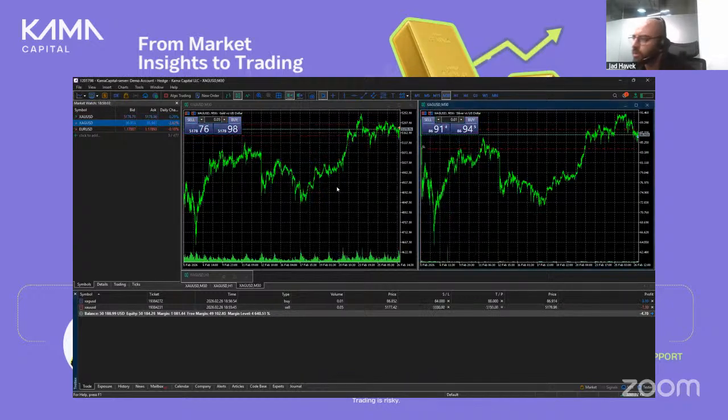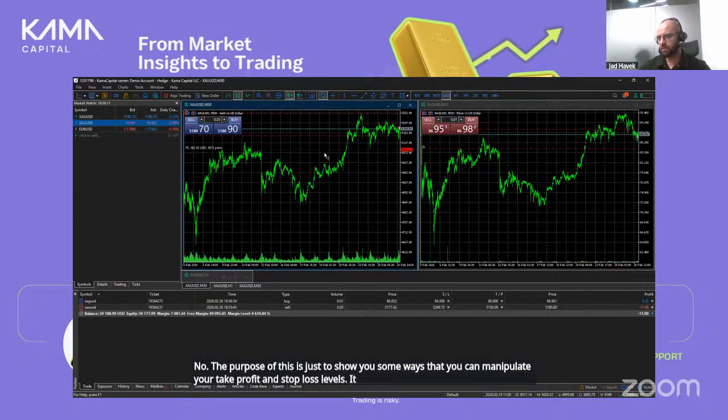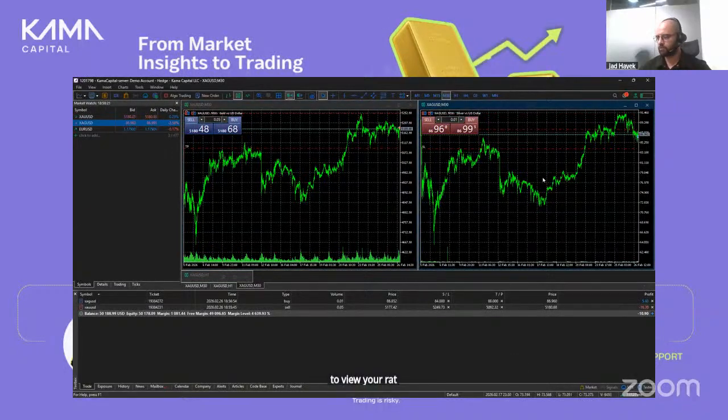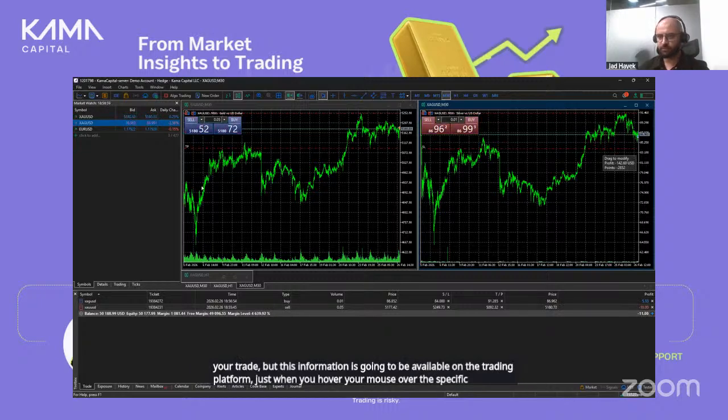Now, the purpose of this is just to show you some ways that you can manipulate your take profit and stop loss levels. It is as easy as dragging it on the chart. To view your ratios, now you would have ideally done this before you place your trade, but this information is going to be available on the trading platform just when you hover your mouse over the specific stop loss or take profit that you have set.